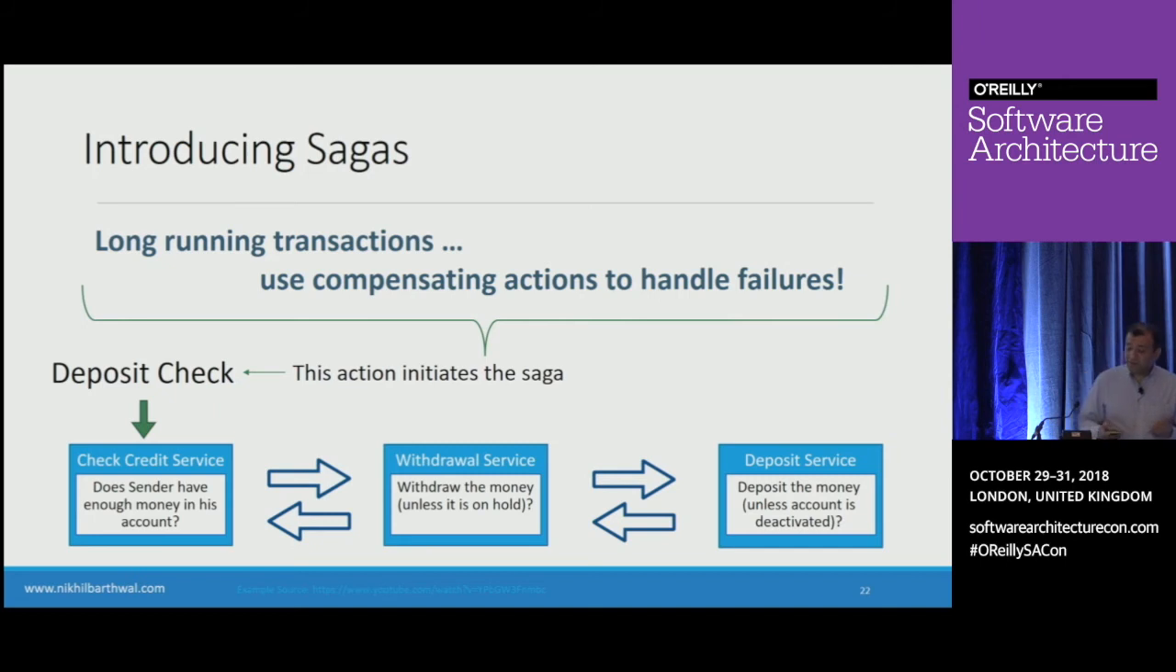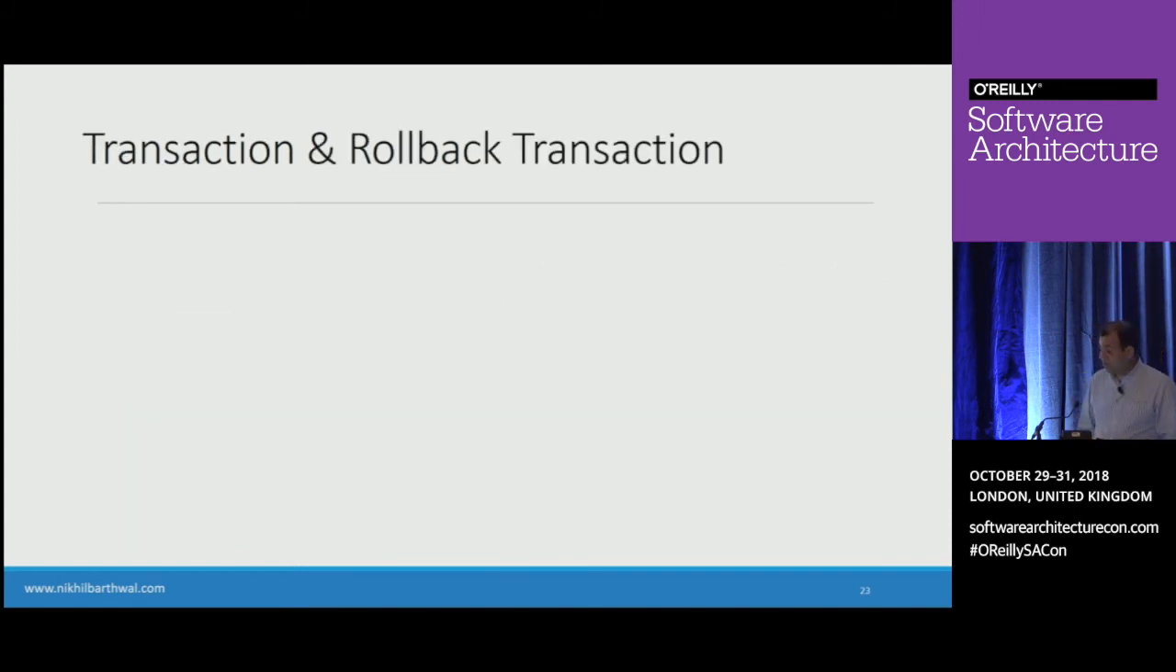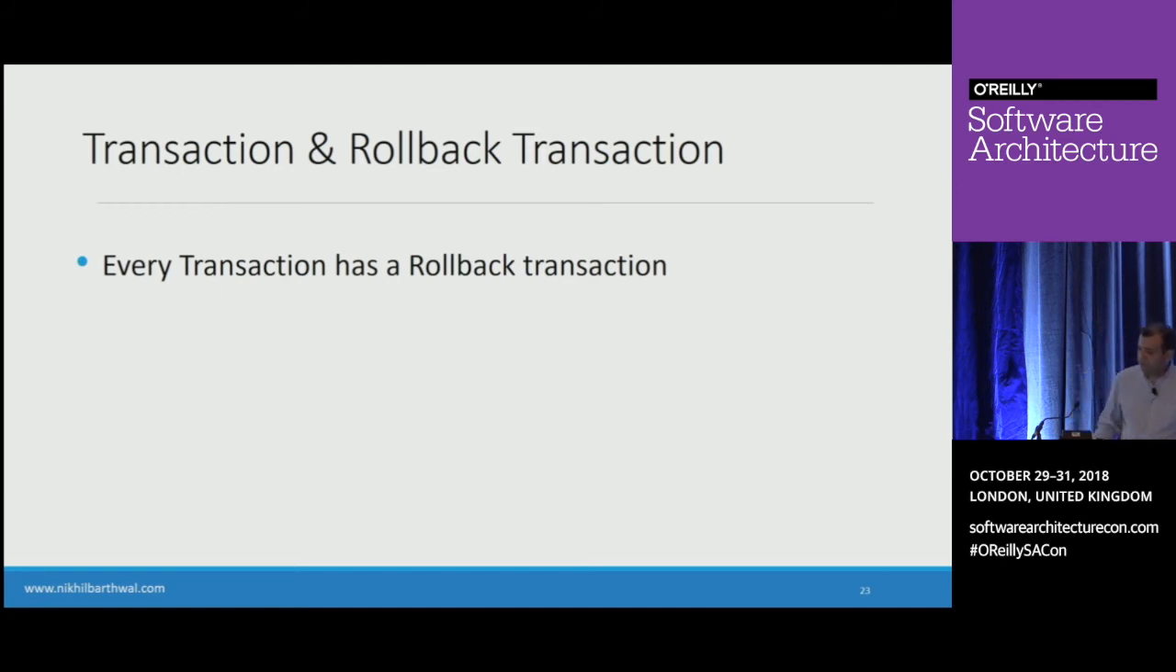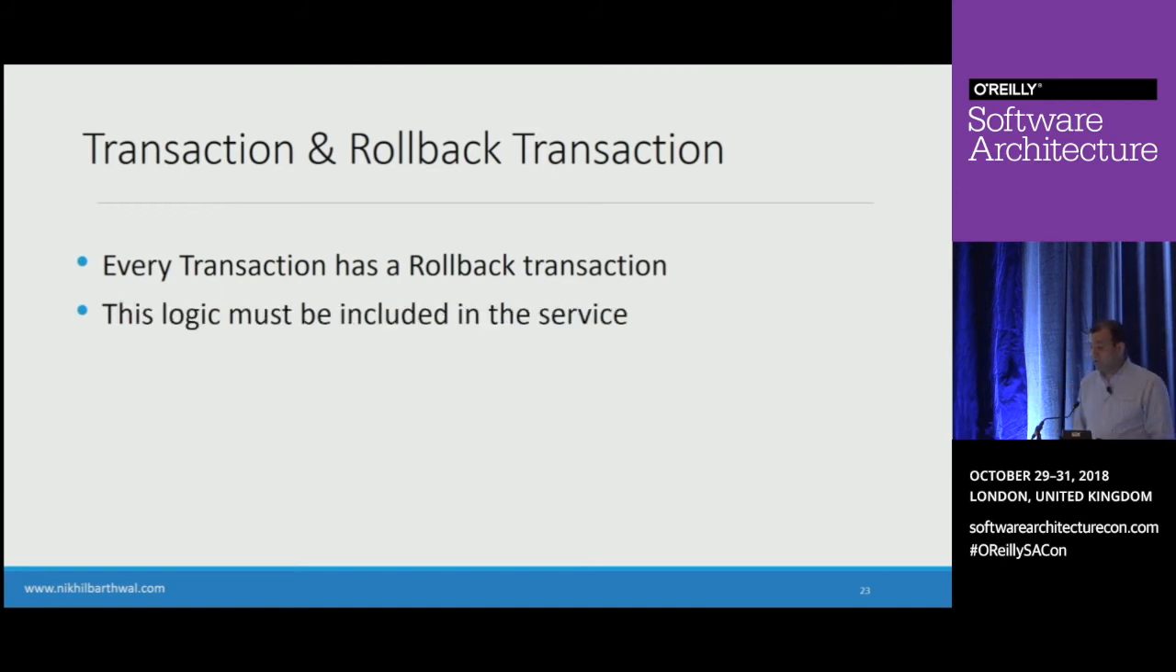In this case, everything is good, but what you also need is compensating actions to handle failures. For example, what we have is transactions, right? And we have rollback transactions. So every successful operation or every transaction has a rollback transaction associated with it. And this logic must be included in the service. So let's actually look at an example of how it would happen.